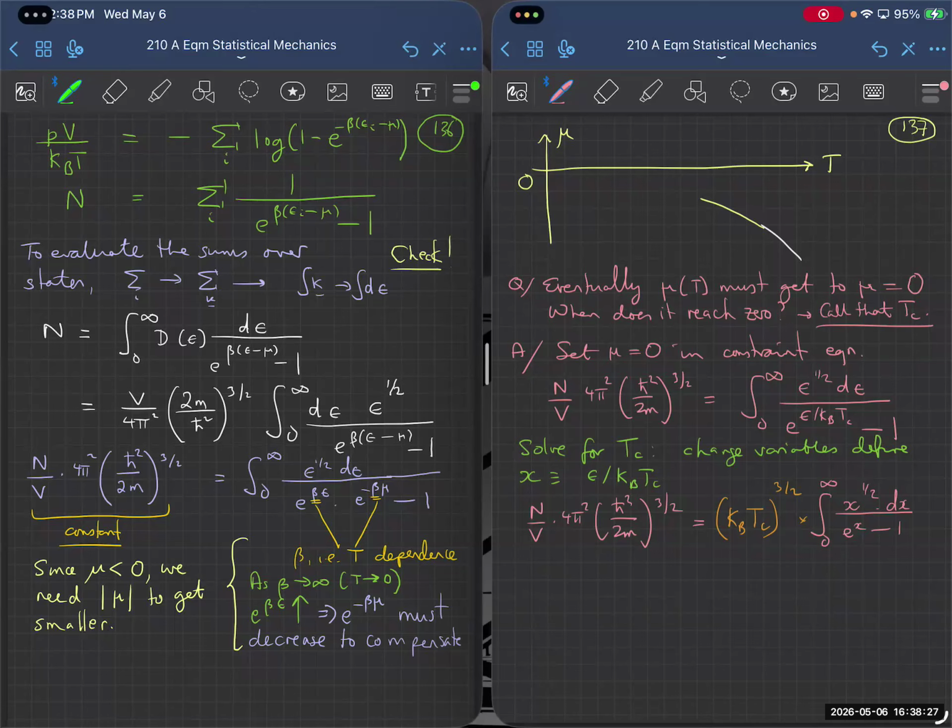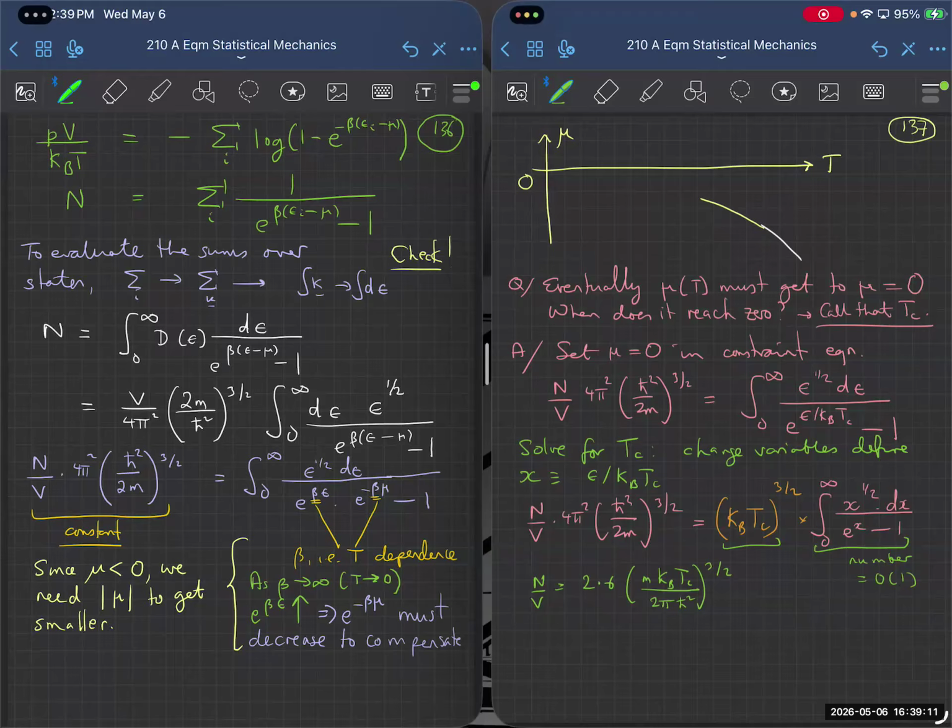You change the variables in such a way that all the physical variables come outside. Here's all the physics, and then this is just a number. And this number is not equal to infinity. It's a number of order 1. Just some number. So what that means then, if I do the integral, is that n over v is equal to 2.6 times (m kB Tc over 2 pi h bar squared) to the 3/2. There might be a typo here, I'm not sure.